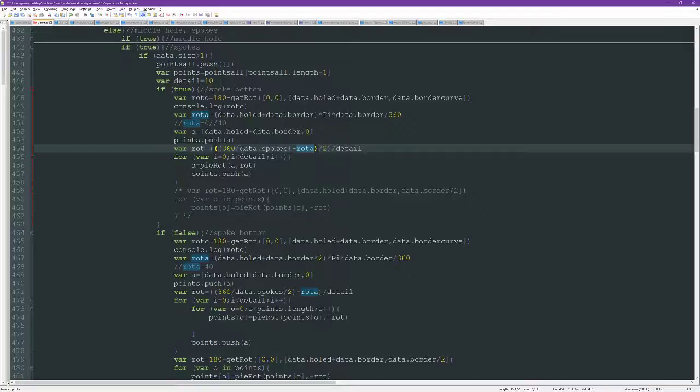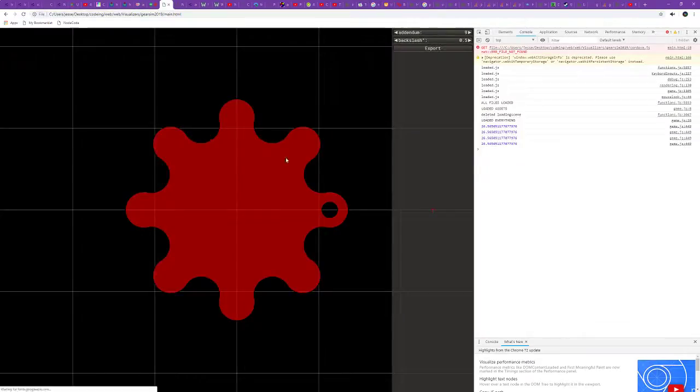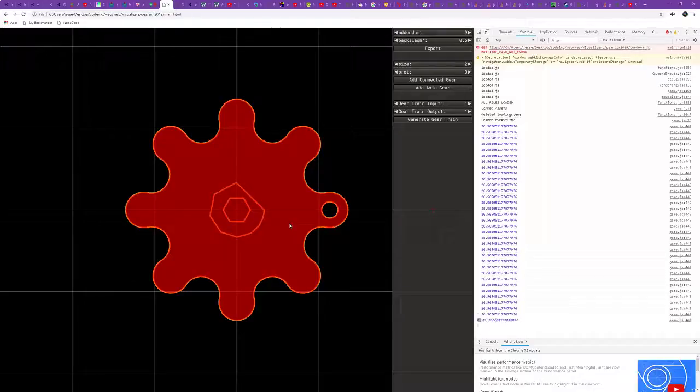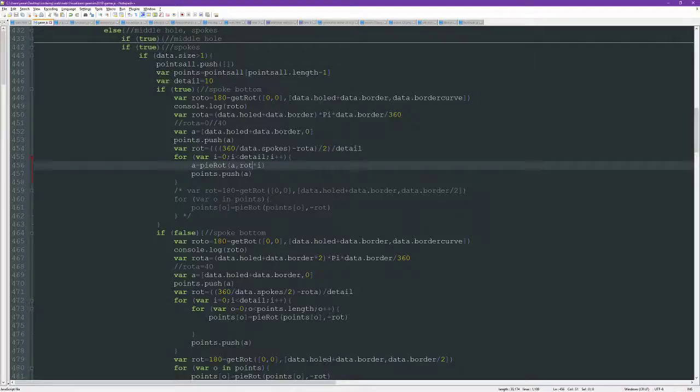This is the full distance. We only want half of it. We only want half the spoke thing because we're mirroring it. And then we want detail amount of points around that curve. So divide by that. And then I just times that rotation by detail by I to make the rotation. How was that? Whatever. Obviously awfully wrong. Also, it seems to be growing.